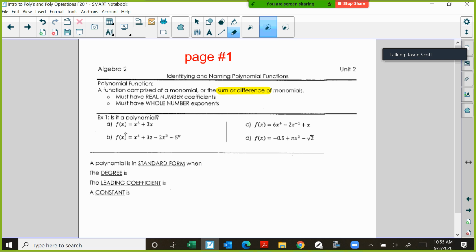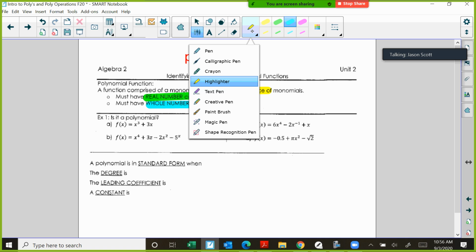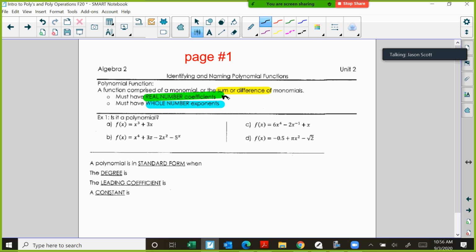Now, within those monomials, you have to have real number coefficients. So you can't have imaginaries. So if you see an imaginary in there, it's a problem. And you have to have whole number exponents. So no imaginaries. Let's go red. No i's.